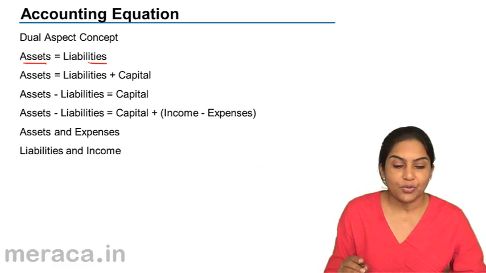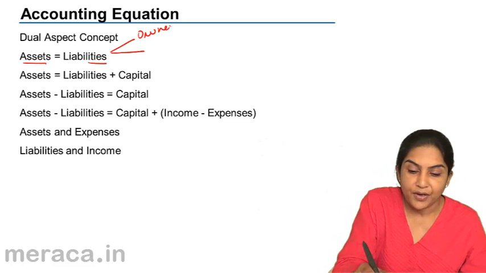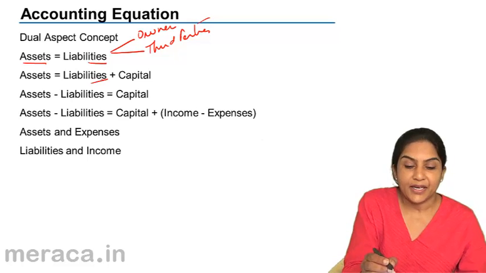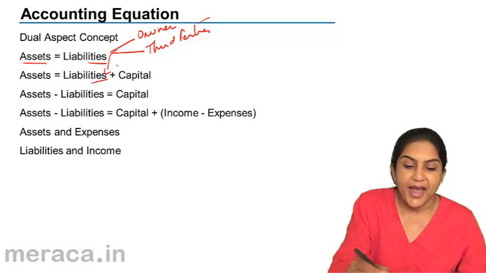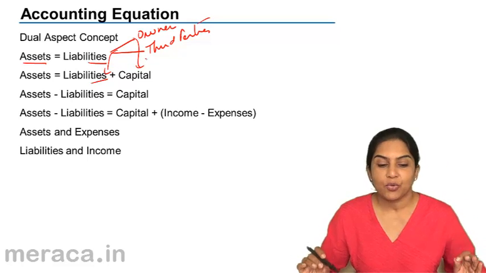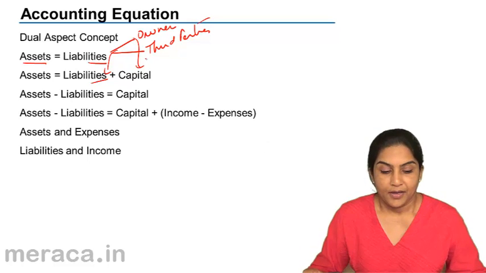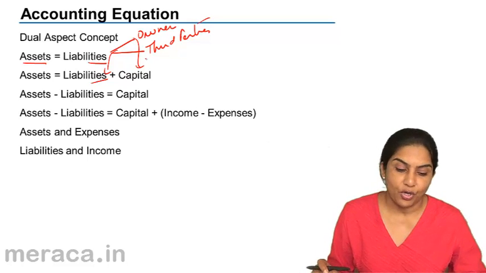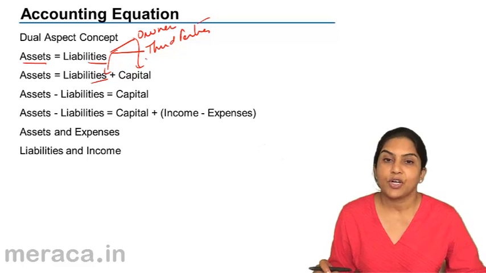So assets equal liabilities. These liabilities may be to the owner or to third parties. So we split that and say assets equal liabilities, which represents only liabilities to third parties, and capital. So assets equal liabilities plus capital. Rearranging, we could also say that assets minus liabilities is equal to capital.